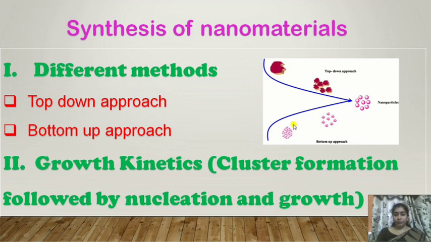What happens in the top-down approach? The bulk material, we cut it down into small parts, and again we cut down those small parts, and again cutting, and we form the nanoparticles. In the bottom-up approach, we take the atoms, and those atoms form the molecules, and those molecules form the clusters, and those clusters will form the nanoparticles.